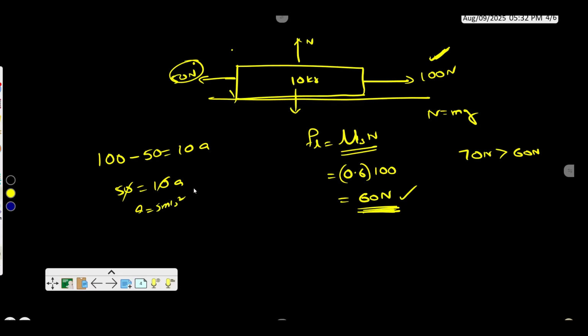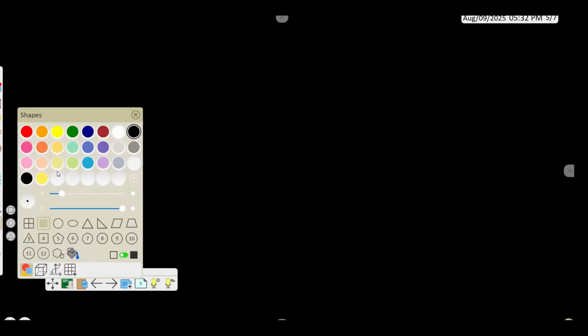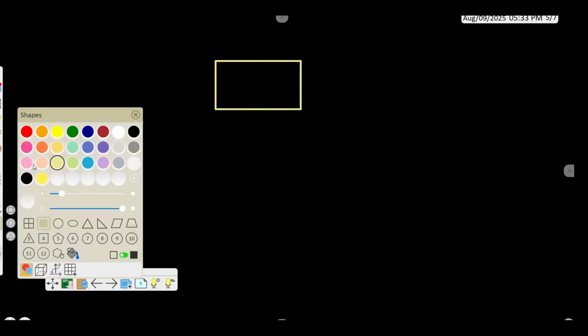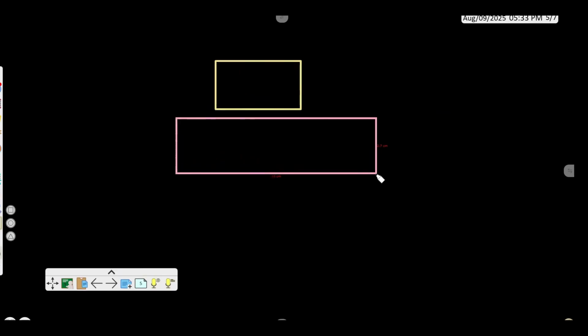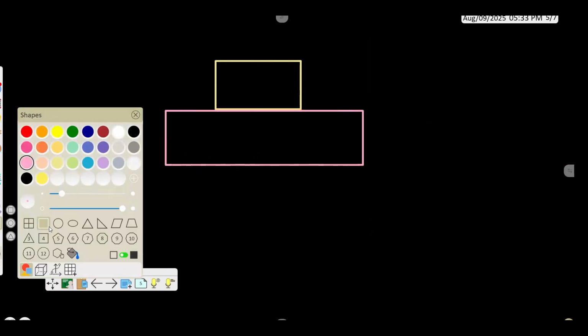I hope you understood this difference between static friction, limiting friction, and kinetic friction. Once you understand this, then we can move forward with our questions, that is, block on block type questions. Okay, this is one block. This is another block. And this is my floor.